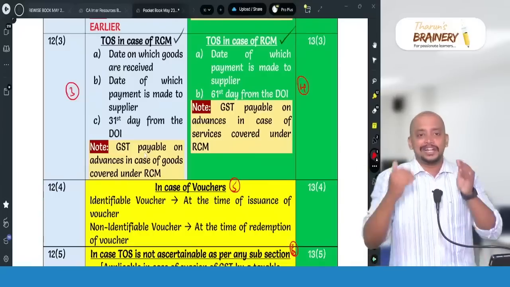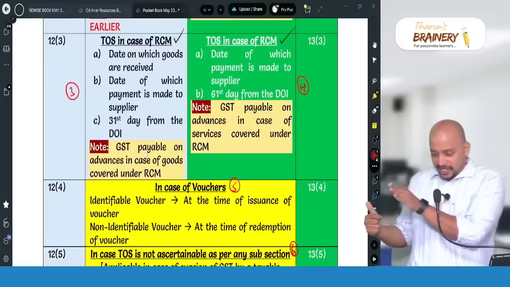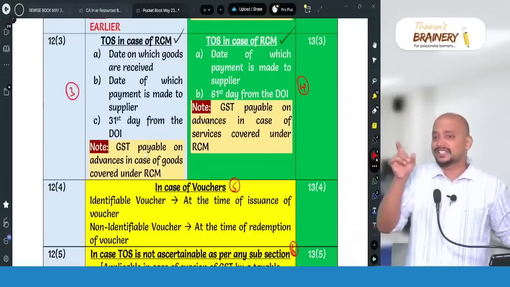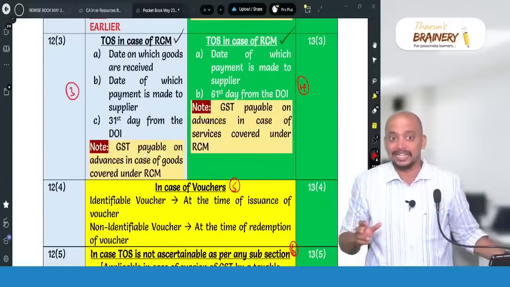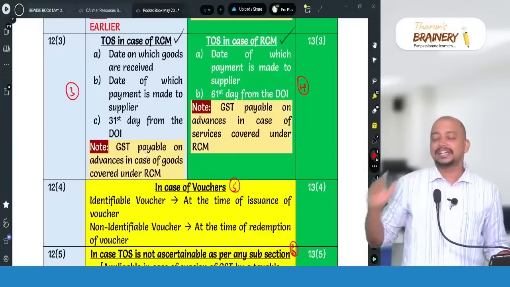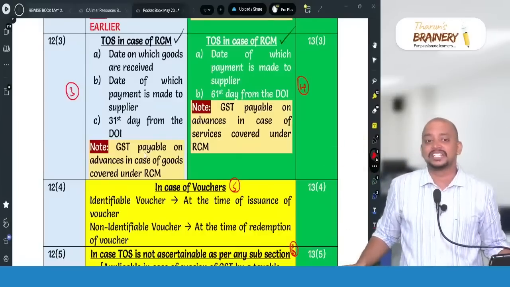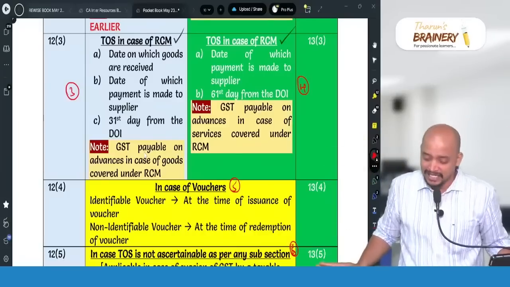Goods RCM: the date on which goods are received by the recipient, the date on which payment is made to the supplier, or the 31st day from the date of invoice, whichever is earlier. In case of services RCM: the date on which payment is made to the supplier, or the 61st day from the date of invoice, whichever is earlier.